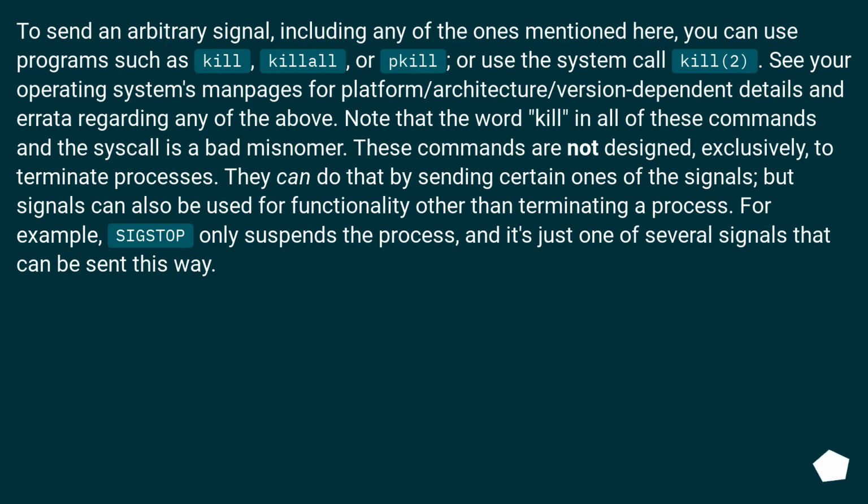To send an arbitrary signal, including any of the ones mentioned here, you can use programs such as kill, killall, or pkill, or use the system call kill(2). See your operating system's man pages for platform, architecture, and version dependent details and errata regarding any of the above. Note that the word kill in all of these commands and in the syscall is a bad misnomer. These commands are not designed exclusively to terminate processes. They can do that by sending certain ones of the signals, but signals can also be used for functionality other than terminating a process. For example, SIGSTOP only suspends the process, and it's just one of several signals that can be sent this way.